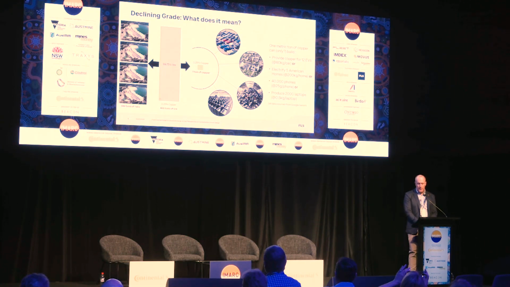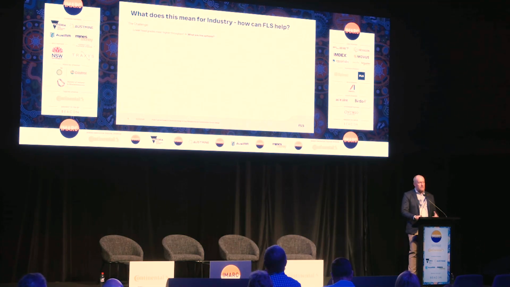So there's the quid pro quo. We can produce around 12 EVs with 1 ton of copper. We can get around 5 American homes, that's 200 kilograms of copper per home, about 40,000 cell phones, or about 2,000 laptops. So really that gives us a little bit of perspective of what our 400 tons of tailings really gets us, right?